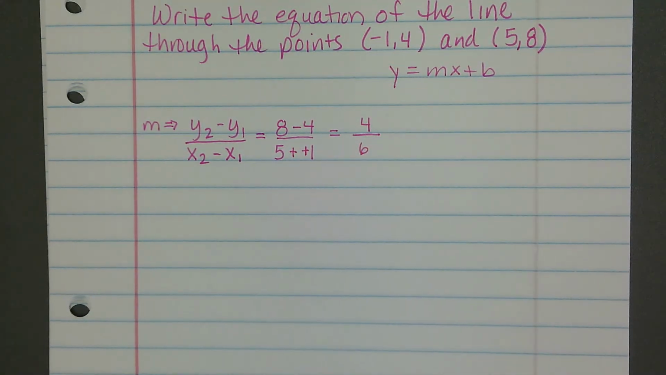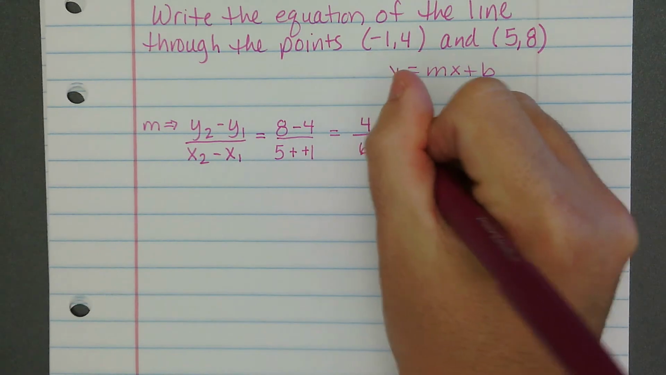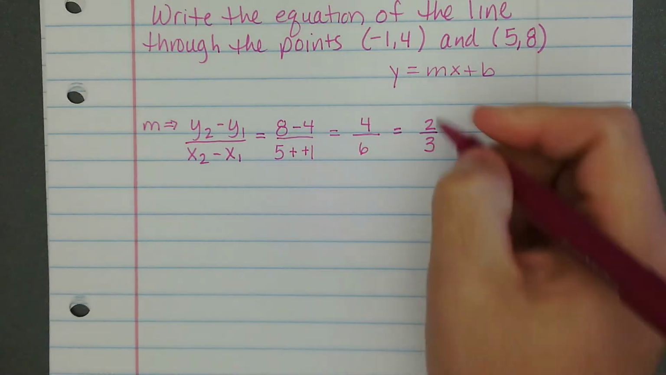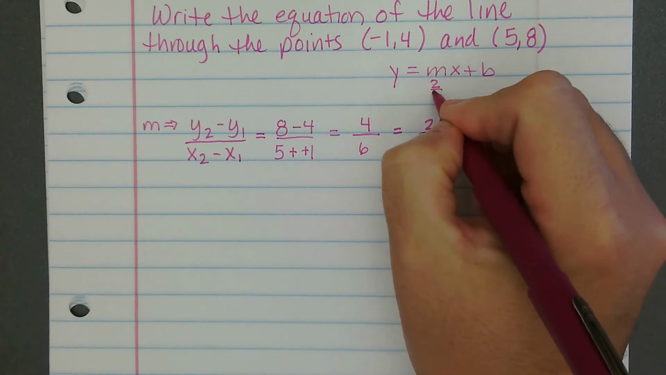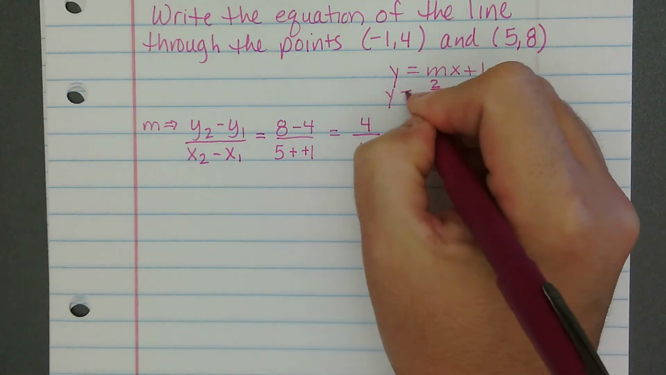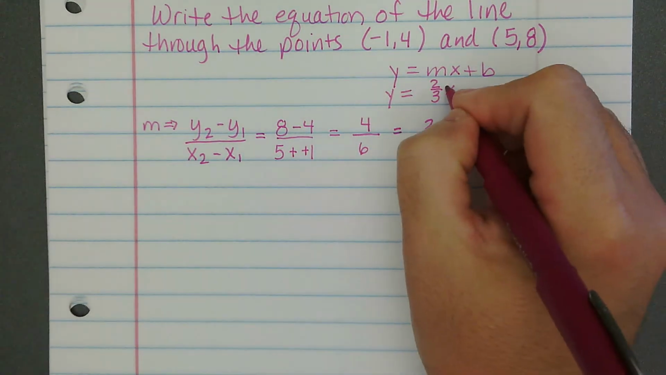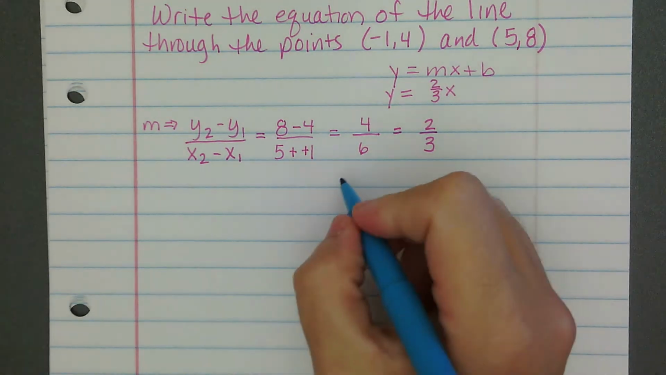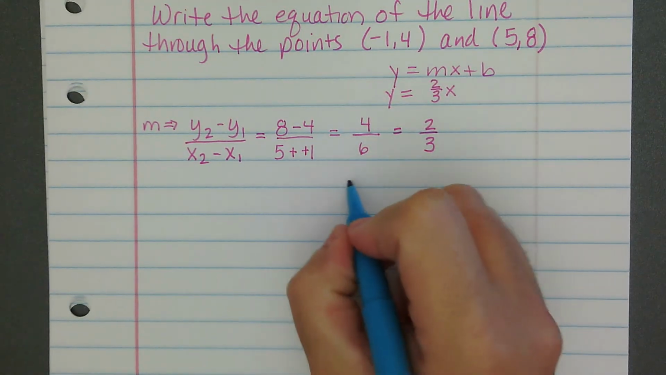Now what we want to do is we want to reduce that. So we're going to work with 2/3 as our slope. Now keep in mind that up here, I know that 2/3 is going to be in my final answer. I just now have to find the b. So it doesn't matter what point you use to substitute in. Either one is going to give you the correct b as long as you solve it correctly.